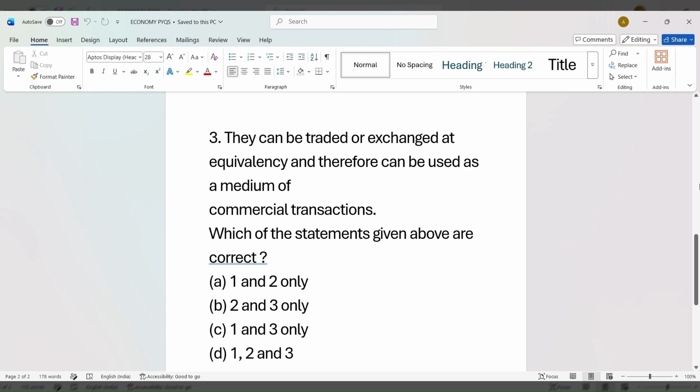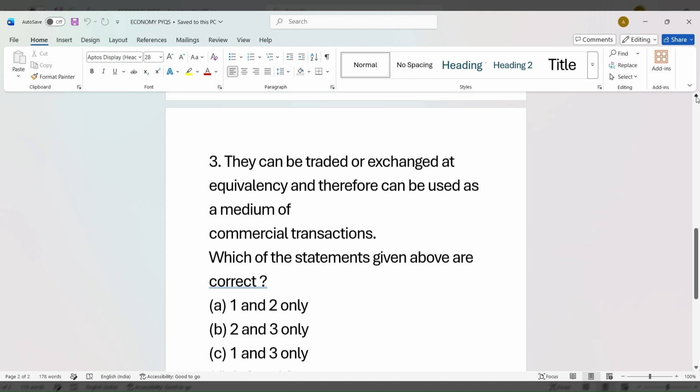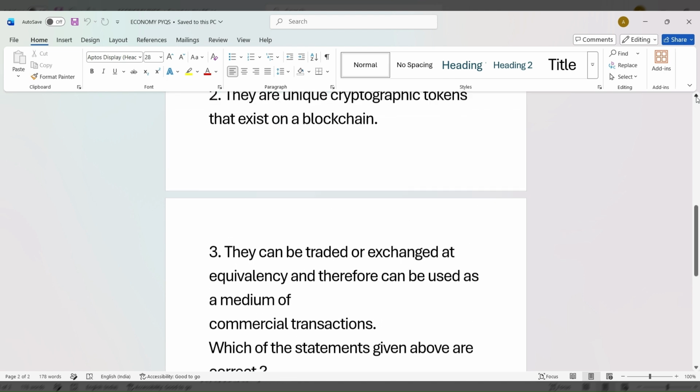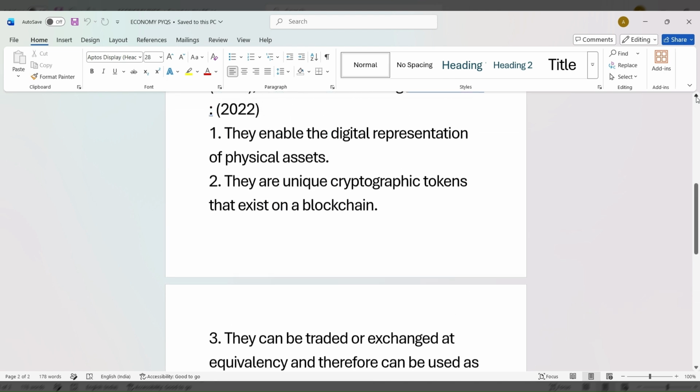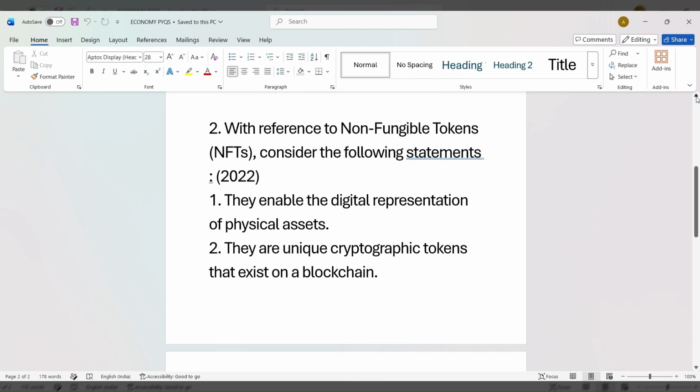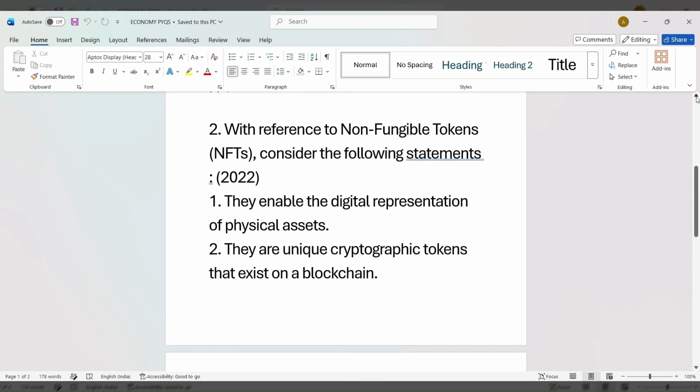So first we will understand what is NFT, what is non-fungible tokens. Non-fungible tokens are basically certificates that are assigned for physical assets like properties, like art, some painting, etc. So the first option says they enable the digital representation of physical assets. So yes, they are digital certificates that represent the physical assets. So they enable the digital representation of physical assets. So the first option is correct.